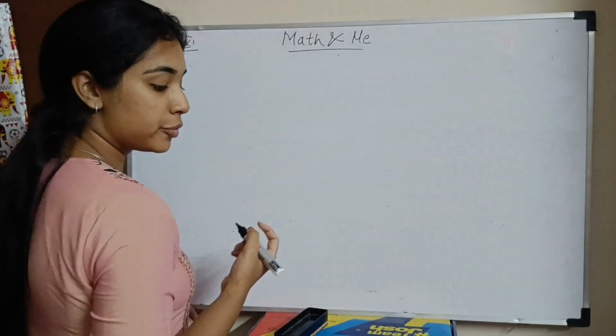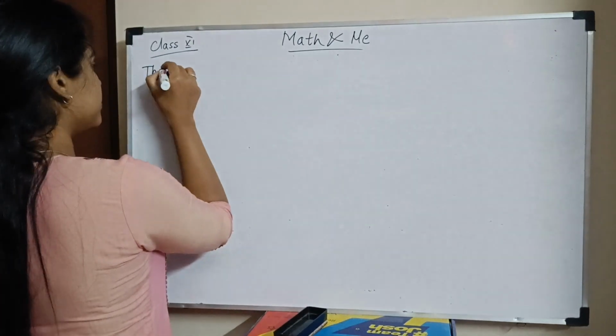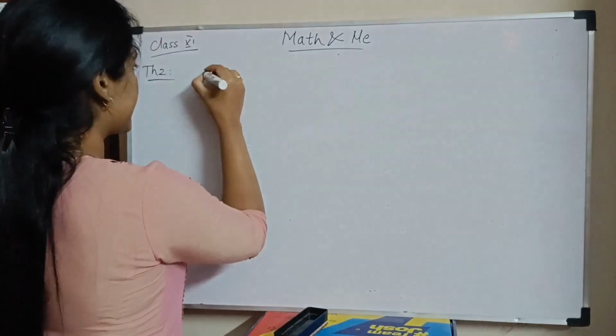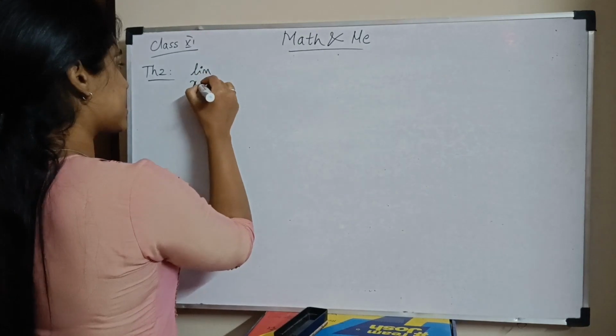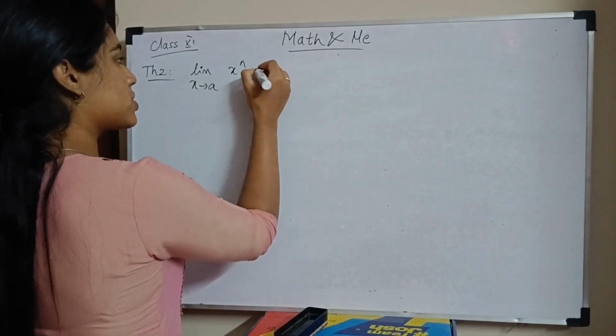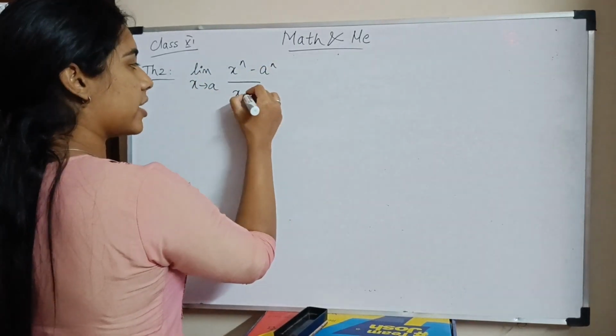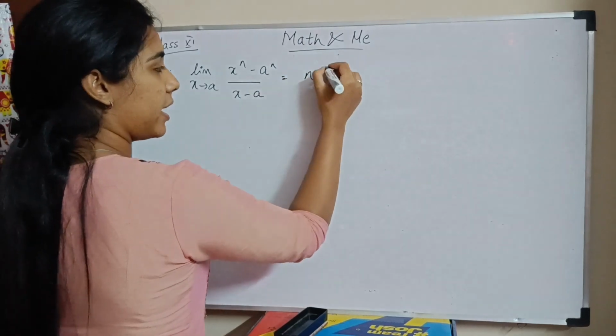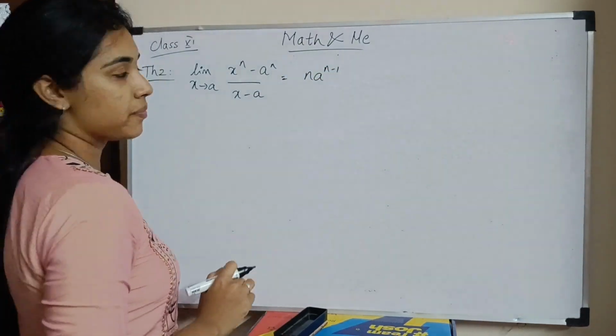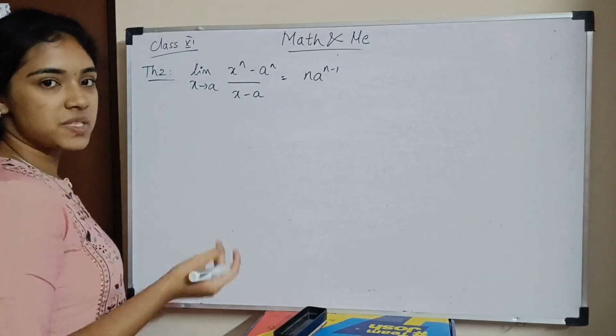Now we are going to see theorem 2. So what is your theorem 2? It says limit x tends to a, x to the n minus a to the n divided by x minus a is nothing but n a to the n minus 1. So இது ஒரு theorem. இதை வந்து நம்ம sumsல use பண்ண போறோம்.